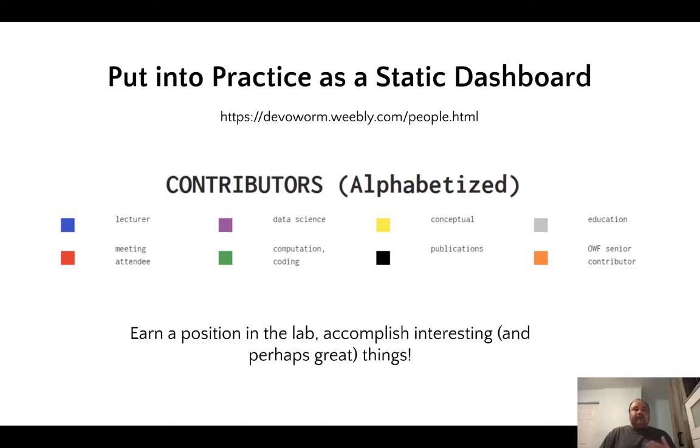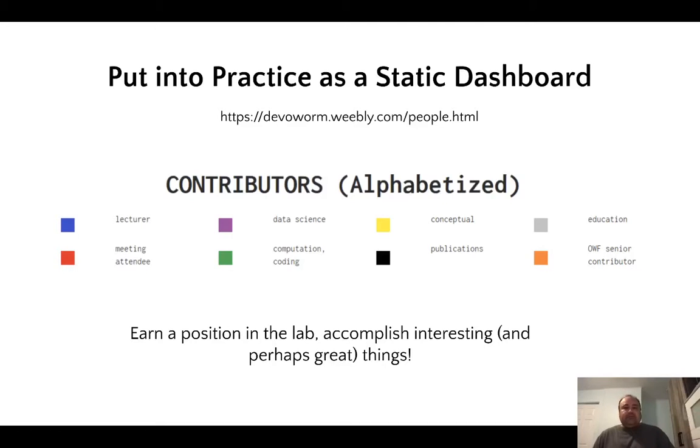Then we put a lot of this practice into things like static dashboards. This is an example from DevoWorm, based on the credit taxonomy, which is a way to give authors attribution for their work in scientific papers. Instead of fighting over the order of authorship, they give people badges that say, I did this for the paper, I did that for the paper, and so forth.